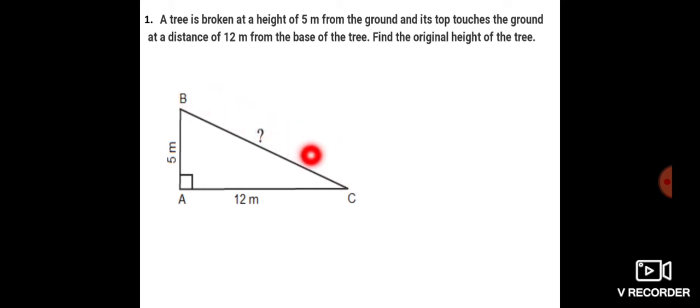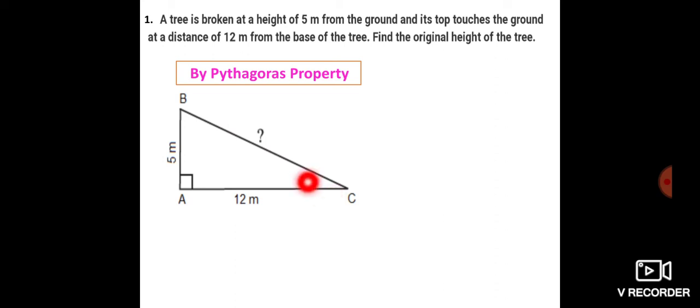First we find the length of BC. We don't know the length of BC. So first we find the length of BC. This is a right angled triangle. Now BC is the hypotenuse. So we use Pythagoras property. By Pythagoras property, we don't know the length of BC, so we take it as x.